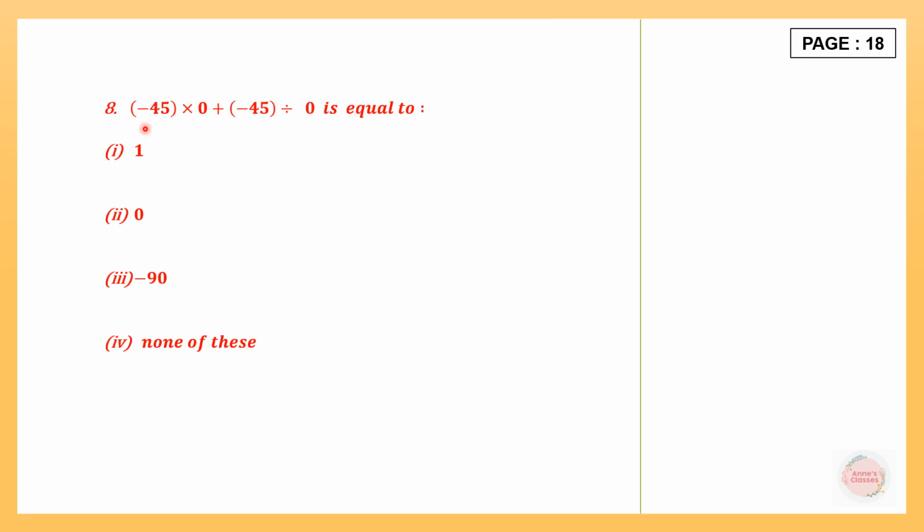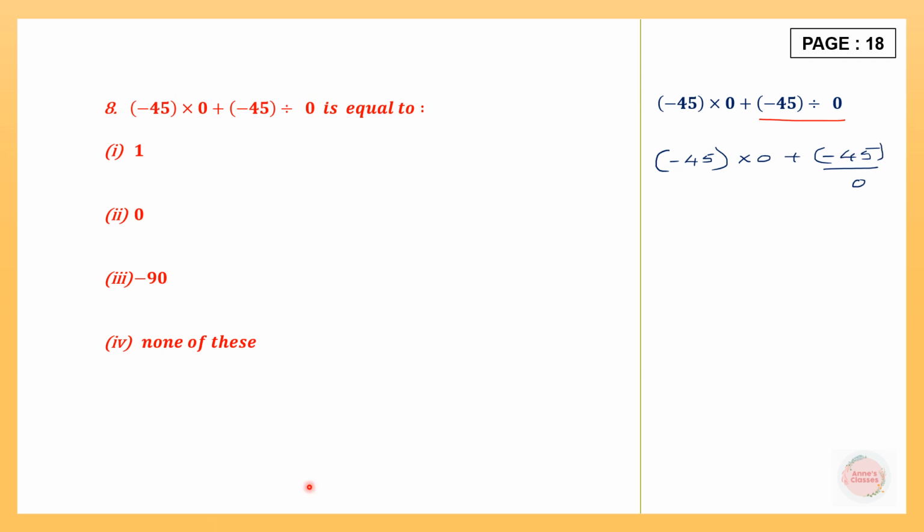Question 8, we have minus 45 into 0 plus minus 45 divided by 0. What is that equal to? One of these answers. So let's write that down. So here we have minus 45 into 0 plus minus 45 divided by 0. If you work out the division first, then I will write this as minus 45 into 0 plus minus 45 divided by 0.